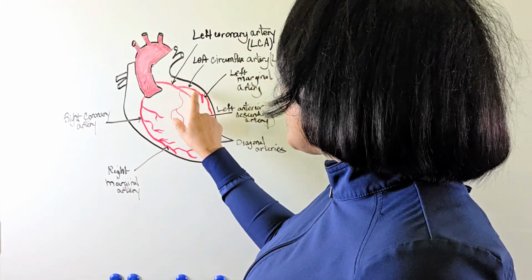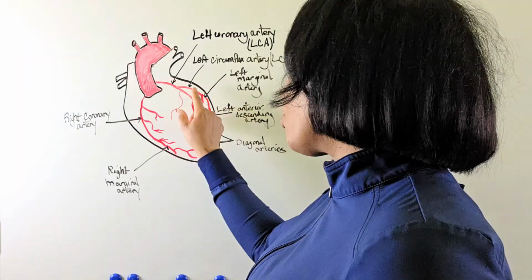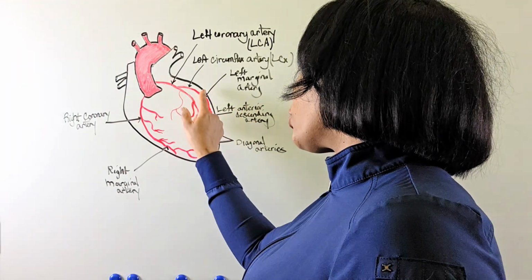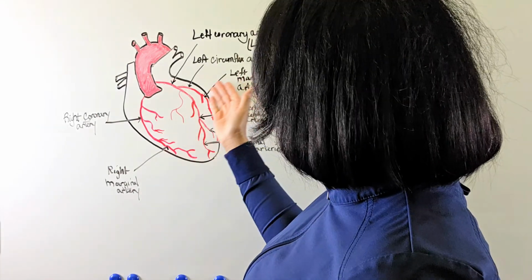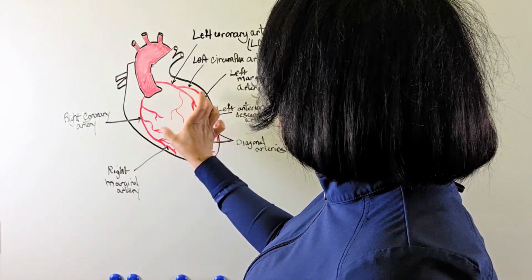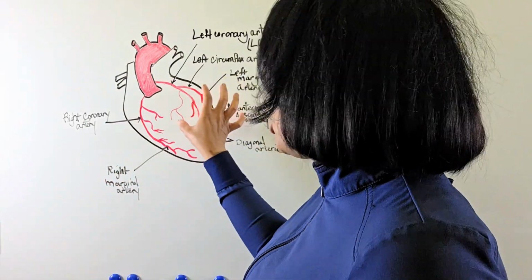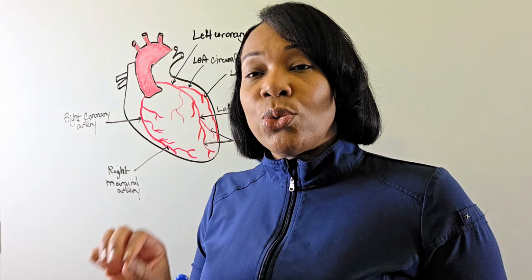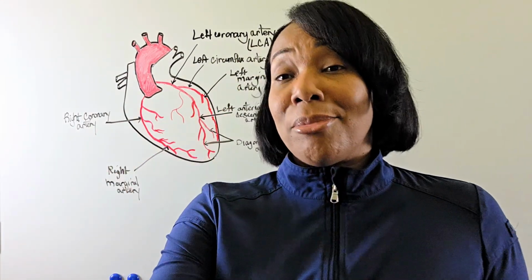And as you can see, the left marginal artery, think of marginal, okay? It runs along the marge or edge of the heart toward the apex. As you can see, location wise, it is located in the left atrioventricular sulcus area of the heart. So it supplies blood to the left ventricle. Okay, so you want to make sure that you keep that in mind.